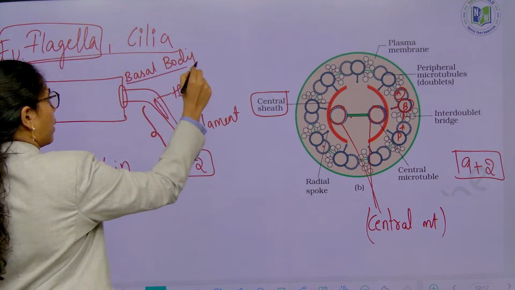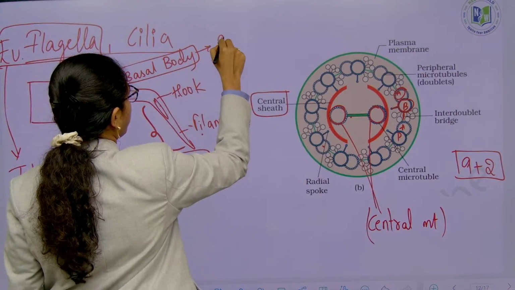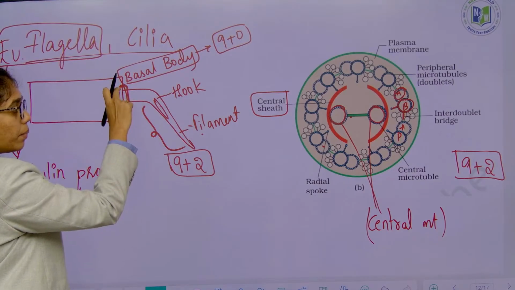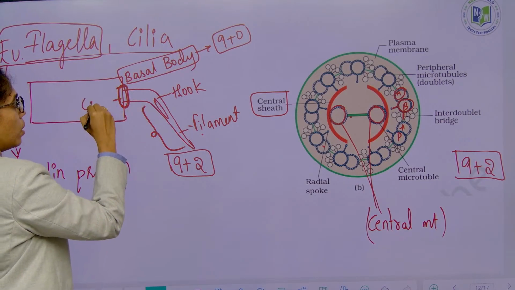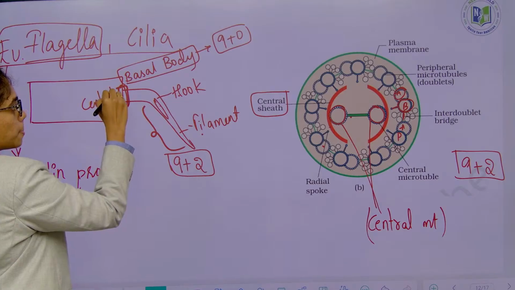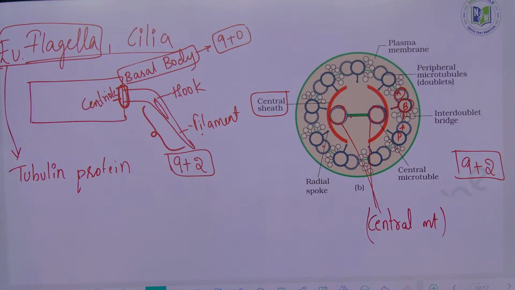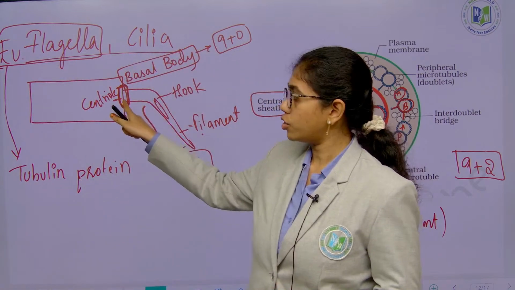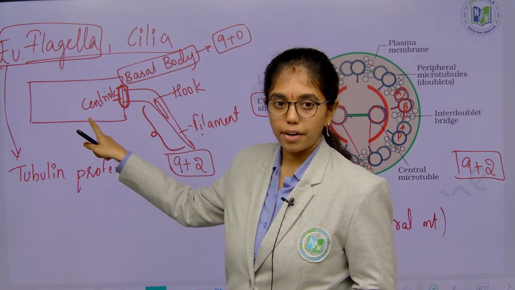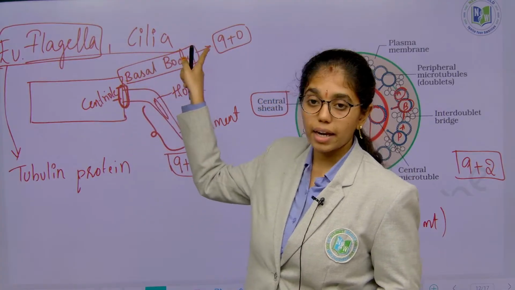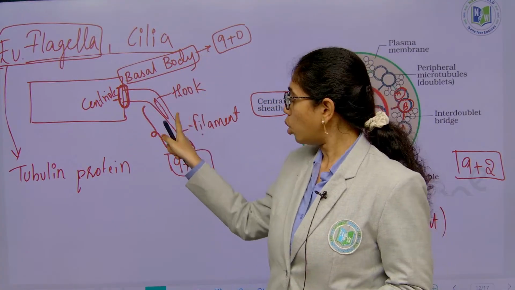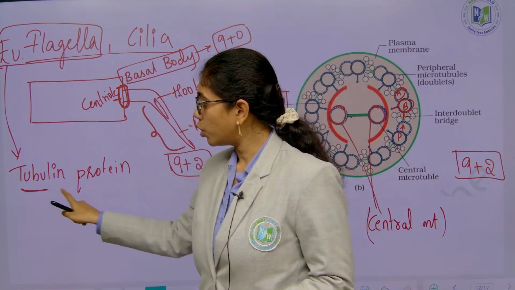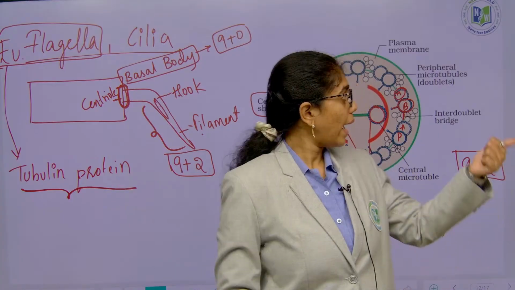Basal body will have 9 plus 0 microtubular arrangement, because the basal body is fixed to the cell membrane via centriole. Understood? Got it? Basal body is fixed to the cell membrane via what? Centriole. So basal body microtubular arrangement will be 9 plus 0. Hook and filament will be 9 plus 2. This flagella is made up of tubulin protein. Okay, and it has what arrangement?